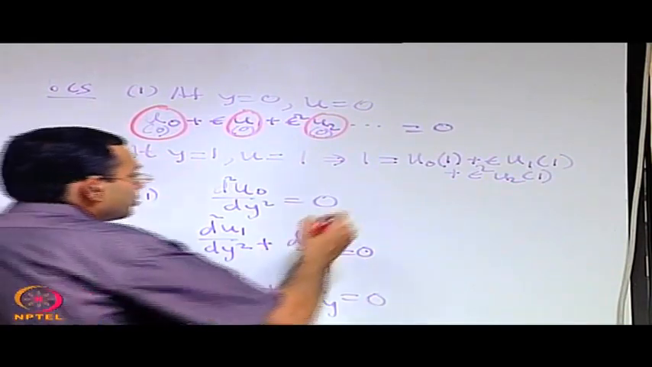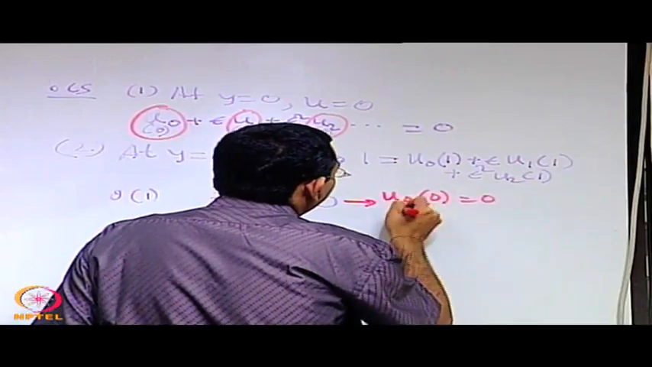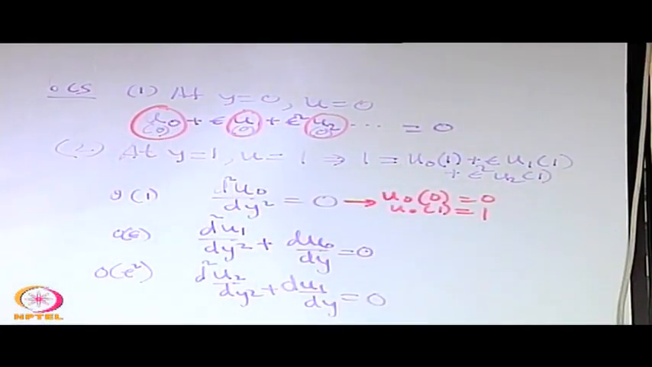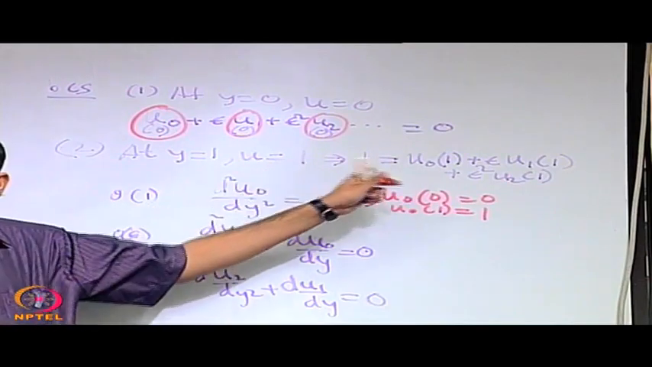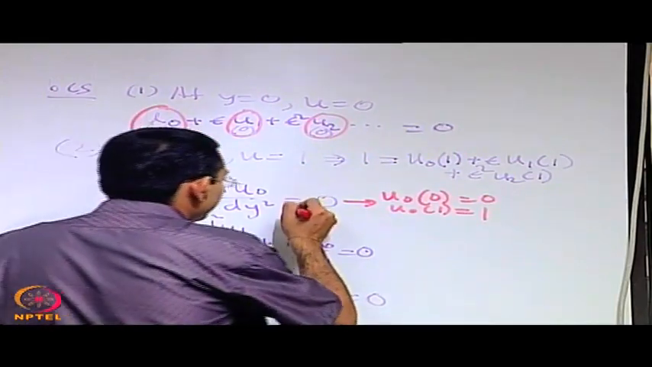So then what are the boundary conditions on u0? So u0 at 0 equal to 0 and u0 at 1 equal to 1, by equating the like coefficients from the two sides of this series expansion for the boundary condition. Okay. So then what is the solution of this?